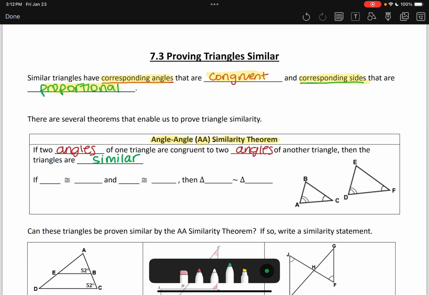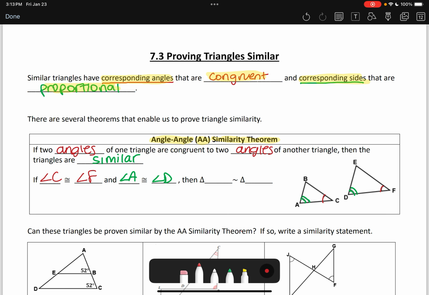So for example, if we were to take a look at the two triangles that we have here, we can see here that angle C is congruent to angle F. So if C is congruent to F, and we see here that A is congruent to D, then what we have here is two pairs of angles that are congruent in two triangles. That's enough for us to say that the triangles are similar.